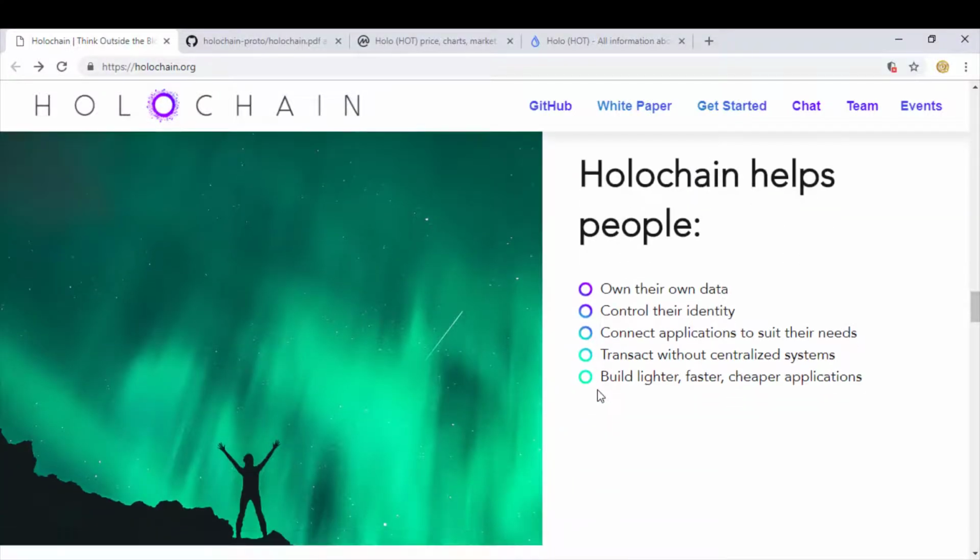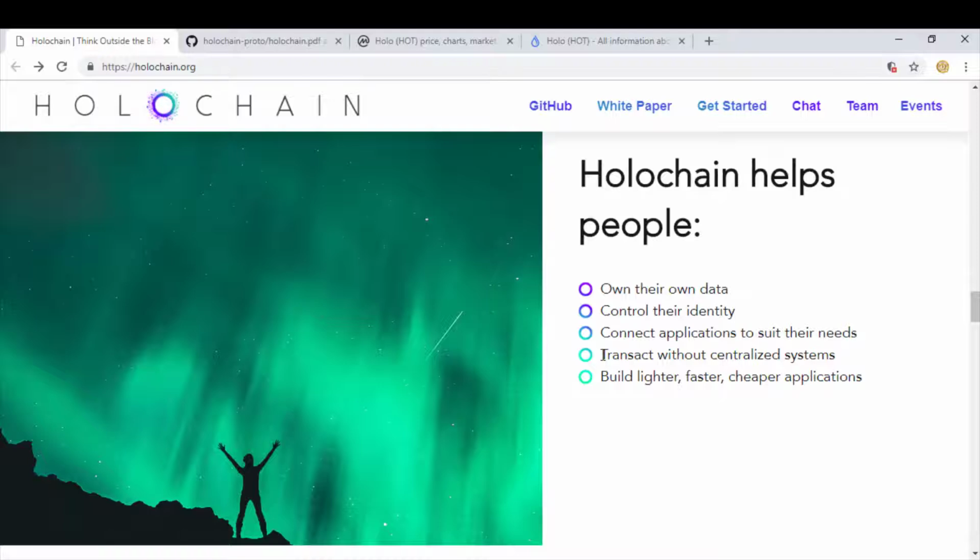Now, how does HoloChain help people? It helps them to create their own data. So simply like Gmail, a person can introduce their own decentralized application whereby the content is decentralized and all the users can have important and total ownership of that content. Then they can control their identities, they can connect applications to suit their needs, decentralized applications, dApps, any app that they want. A centralized app, they can replicate it in the form of a dApp and then all the users can use it. And they can transact with each other without a centralized system.